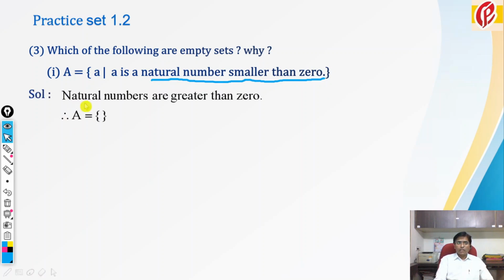Solution. Natural numbers are greater than 0. So A is an empty set. A is an empty set, written with open and closed curly brackets, or you can write phi. A is equal to phi. This way you can write A is equal to phi.